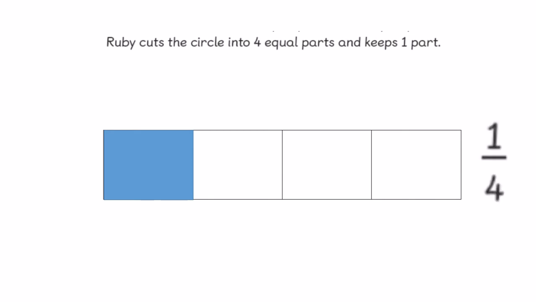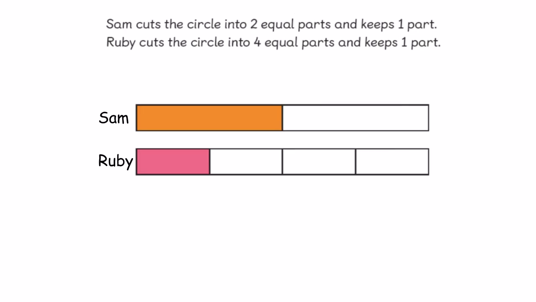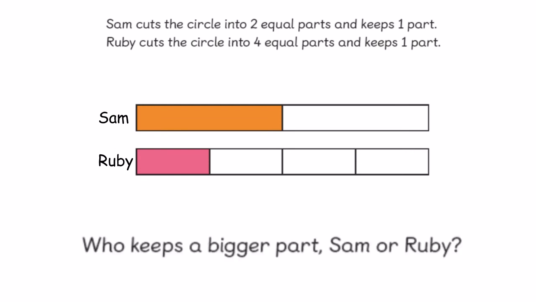Ruby kept 1/4 of the bar. She kept 1 out of the 4 pieces. Now we have 2 bars to show Sam's part of the circle that he kept and Ruby's part of the circle. Sam kept 1/2 of the circle and Ruby kept 1/4 of the circle. We were trying to prove who kept a bigger part, Sam or Ruby. Now we know the fractions for the parts they kept.